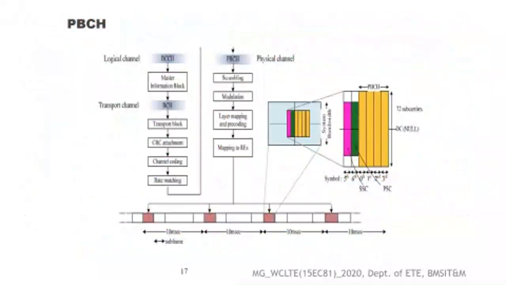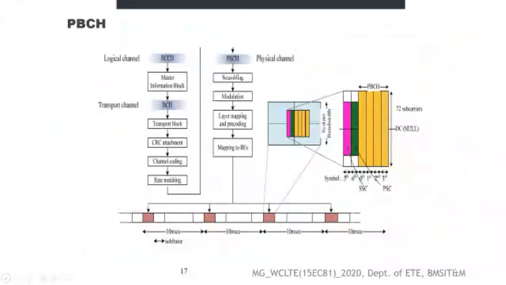And this is the PBCH processing, physical broadcast channel processing. First, the logical channel is the BCCH, with the master information block, then the transport channel will have BCH. So all go through the process: transport block, CRC attachment, channel coding, rate matching. Then this is PBCH. Then scrambling will be done, modulation, layer mapping, precoding, and mapping to the resource element.